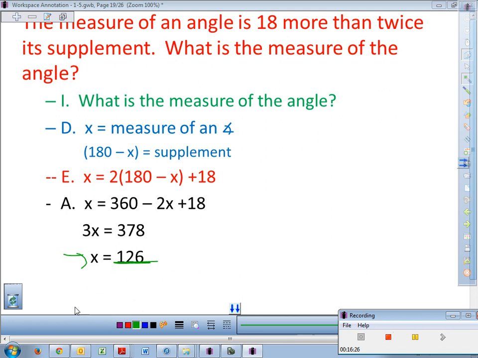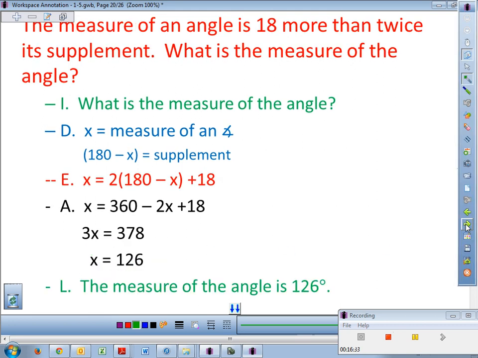Now we need to do L, label our answer in a complete sentence. Let's retranslate this from mathematics back to English. What would it say? What does x stand for? The measure of the angle is 126 degrees. Capital letter, period. No abbreviations.